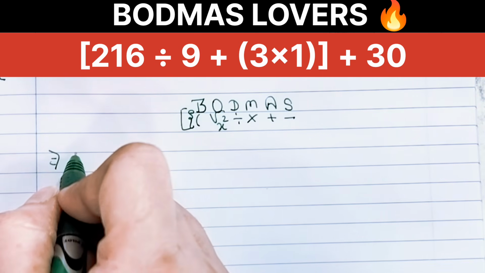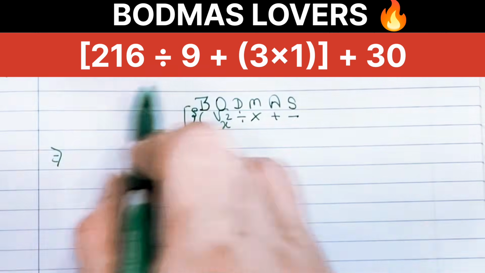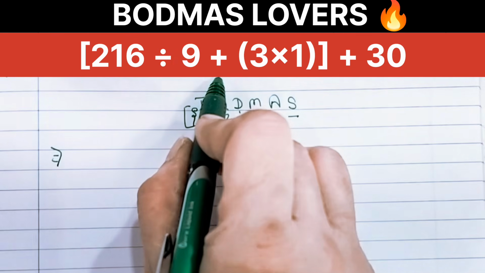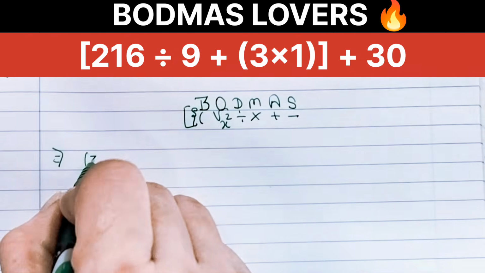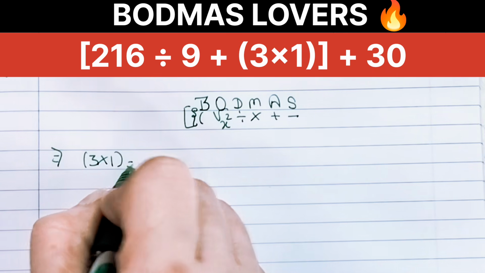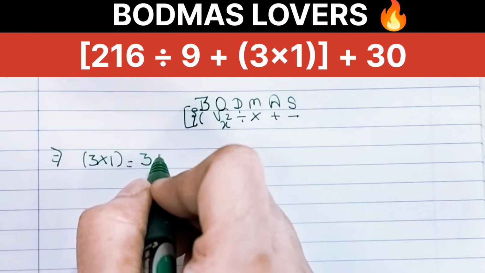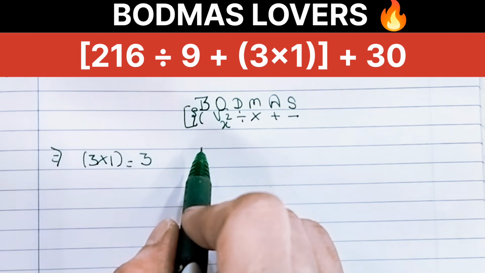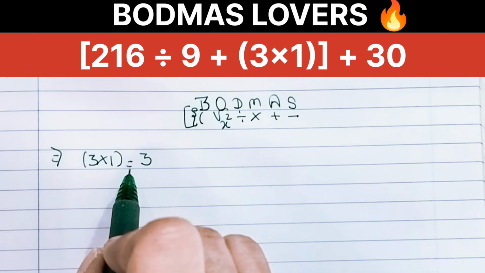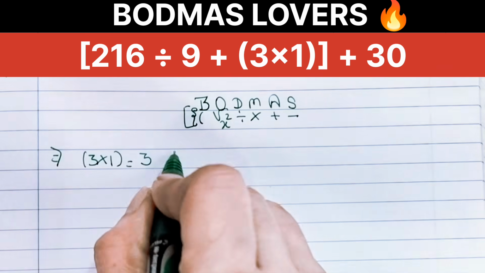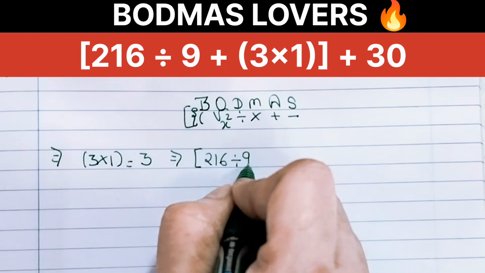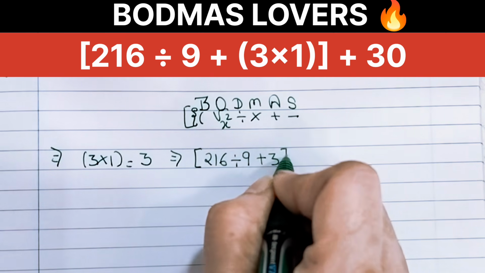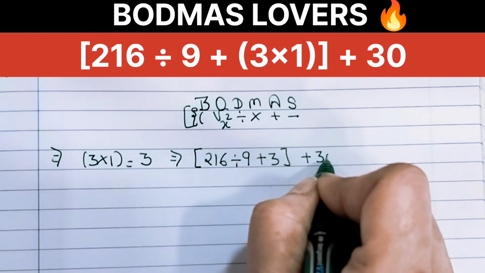First step, we solve the innermost parenthesis. In this expression we have a small bracket, 3 multiplied by 1. Now we calculate, we get 3. According to this step, the BODMAS rule states that the innermost bracket must be solved first. And now the current expression becomes square bracket 216 divided by 9 plus 3 square bracket, plus 30.